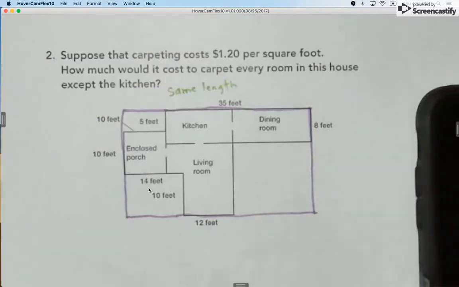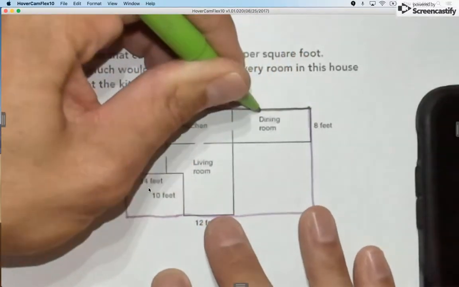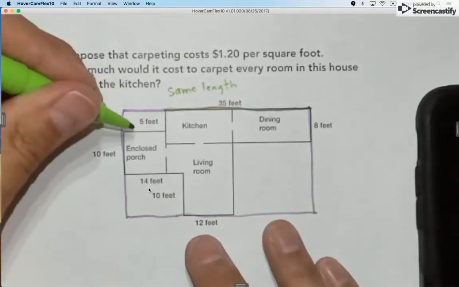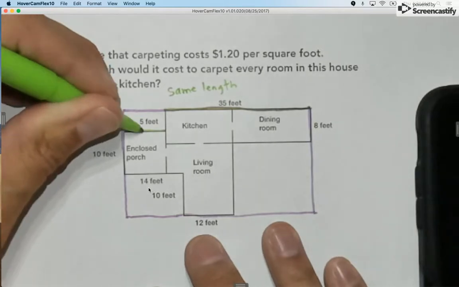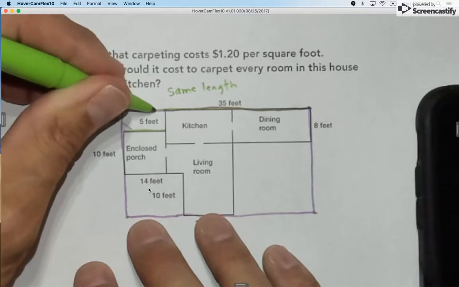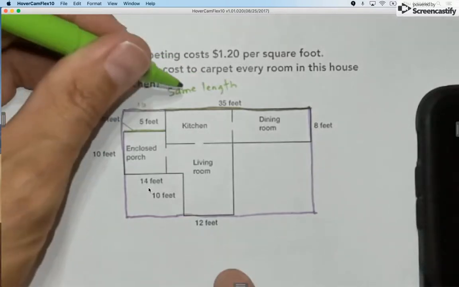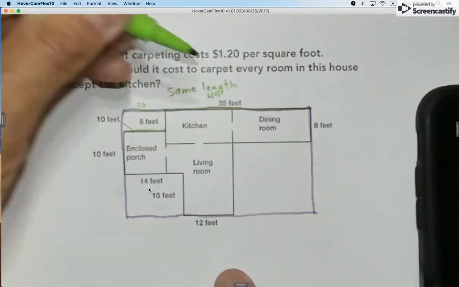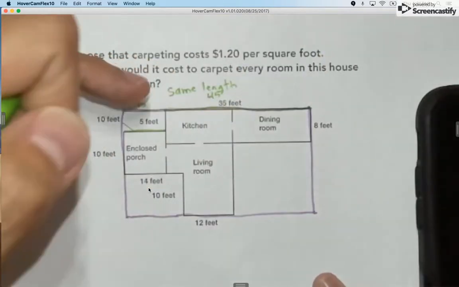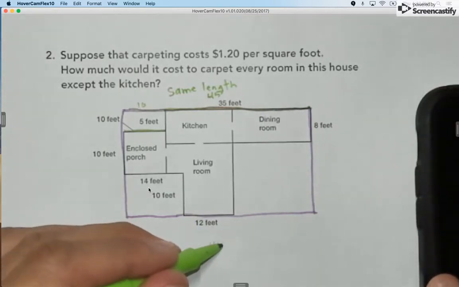Okay? Because of that, I can look and I can see, and I'll do this in green, that this part is 35 feet. Then this part right here is 10 feet. And since it's another rectangle, that means this part is 10 feet. And so 10 feet and 35 feet means this whole side is 45 feet. If this whole side is 45 feet, because it's a rectangle, that means this whole side is also 45 total feet.